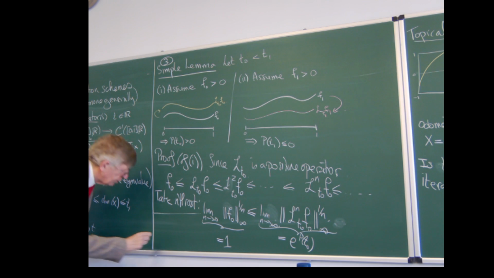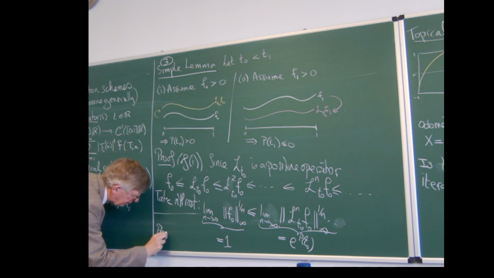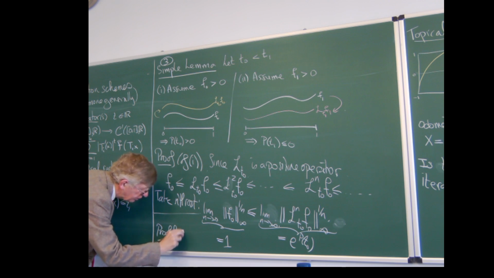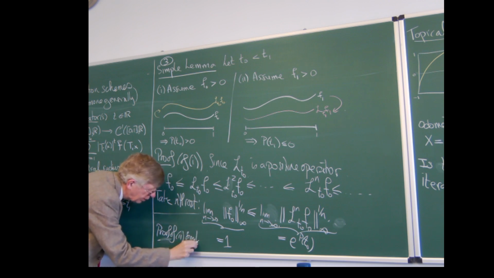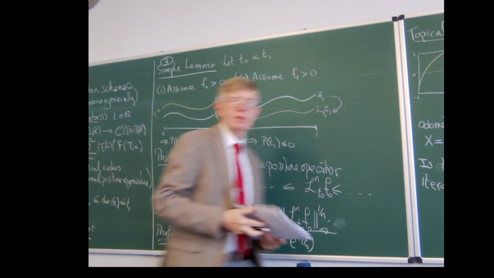And then the proof of 2 is similar, except the inequality is going the other way. Proof of 2, similar. So it's the simplest proof you could think of.